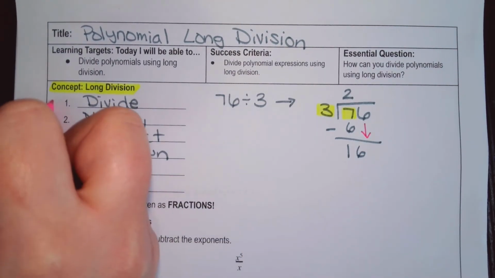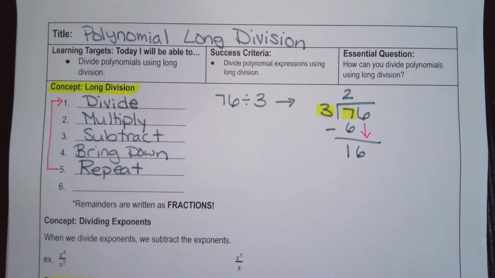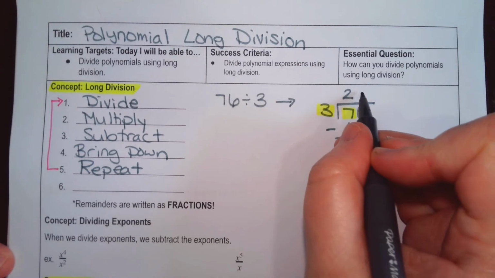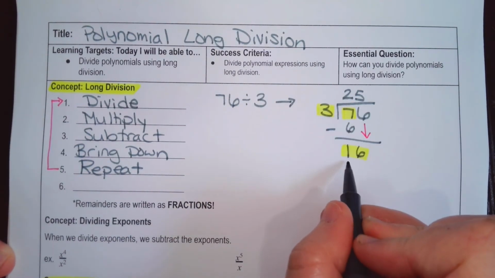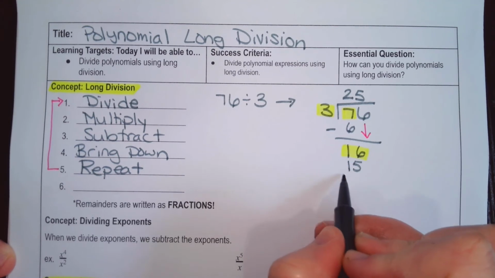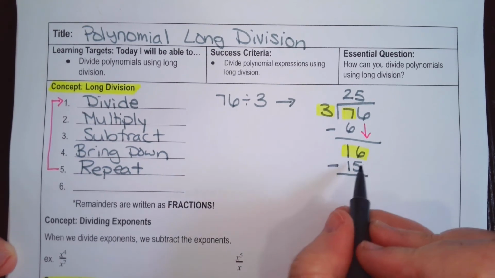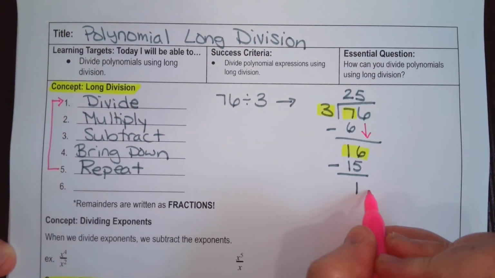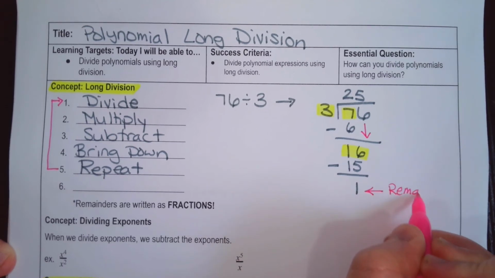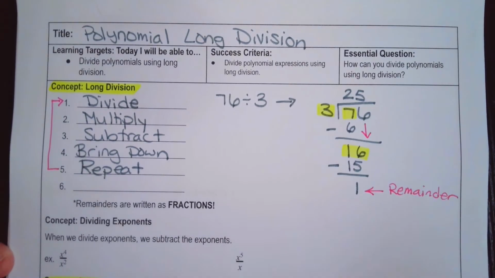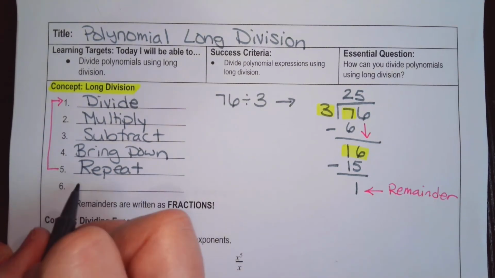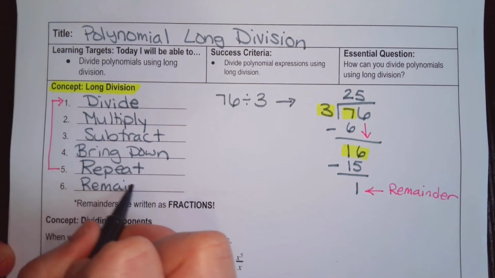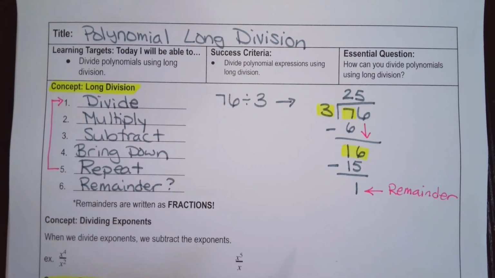We go all the way back to the top, and now we're going to divide. So 16 divided by 3, we get 5. So then we multiply. 5 times 3 is 15. Then we subtract. 16 minus 15 is 1. And this is what we would call our remainder. So once we can no longer repeat the process, we identify, do we have a remainder left over?